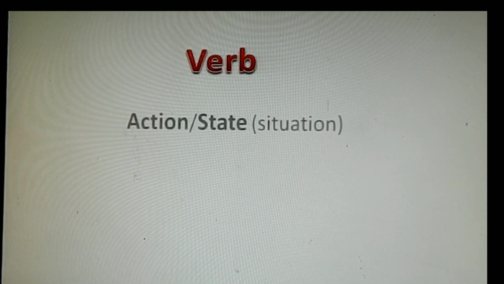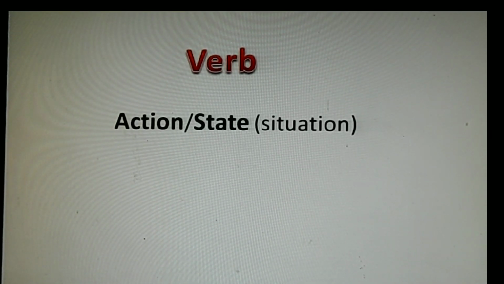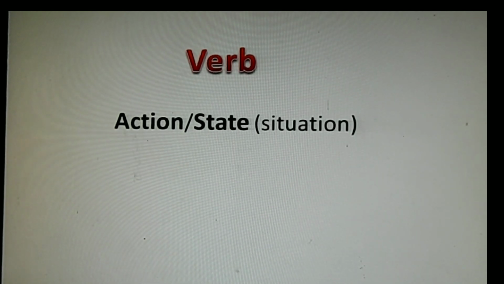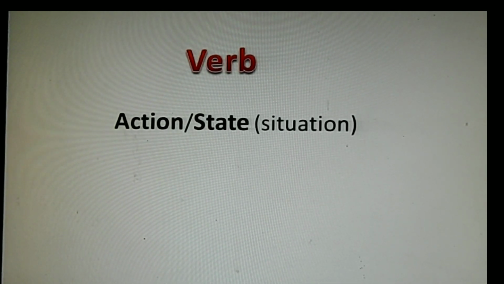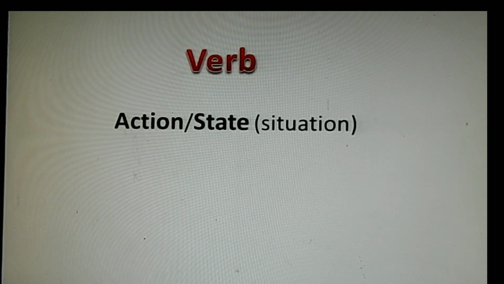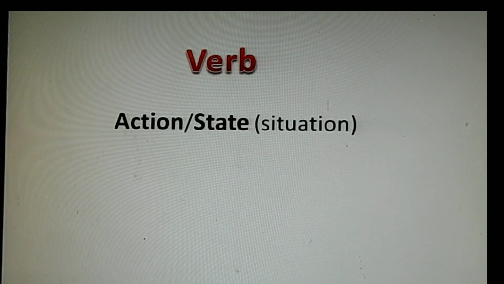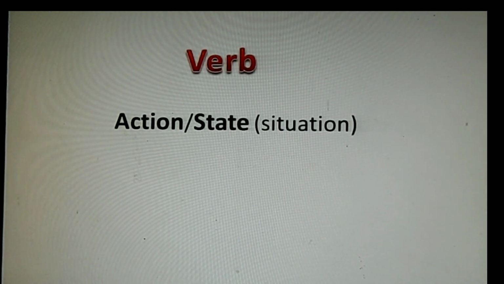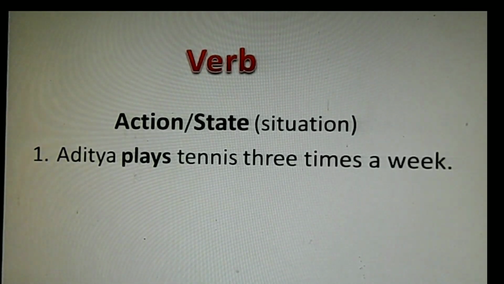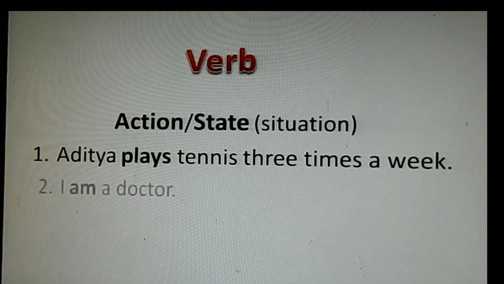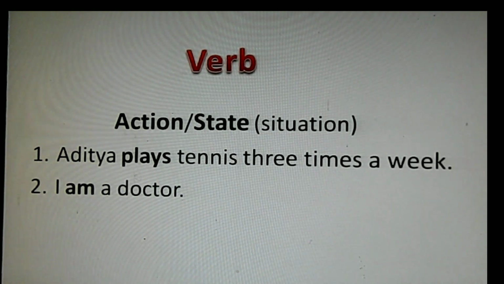Now, what is a verb? Now, verb is a word that shows action or a state, which means situation. Now, I will give you 2 sentences. First, Aditya plays tennis 3 times a week. Second sentence, I am a doctor.